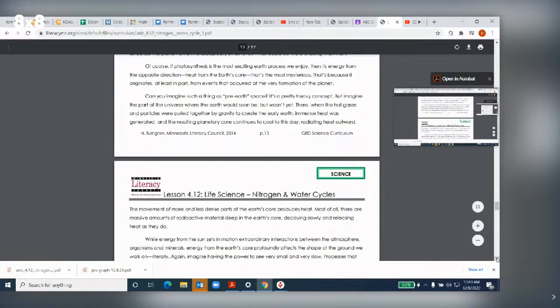So deep in the center of the Earth, it's really hot, and there's solid material, there's gas. Like when you see a volcano explode, not only do you see the lava coming out, but you see a lot of smoke and a lot of ash, and that's just gas being released too. This is why energy from the sun sends motion and extraordinary interaction between the atmosphere, organisms, and minerals. Energy from the Earth's core profoundly affects the shape of the ground we walk on.